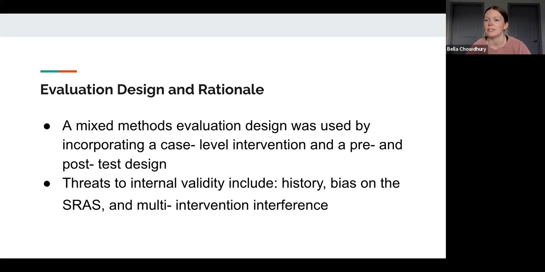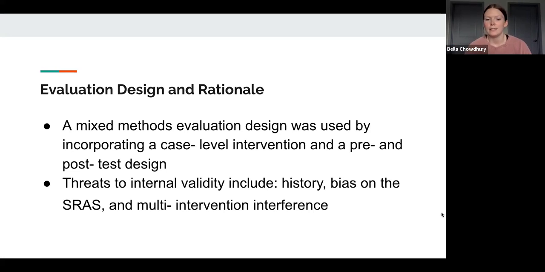The second threat would be the bias on the scale. If the student didn't understand the question fully, if they answered wrong, or if they answered in a certain way because they thought it would appease me, those are all threats that could indicate maybe a not accurate score.